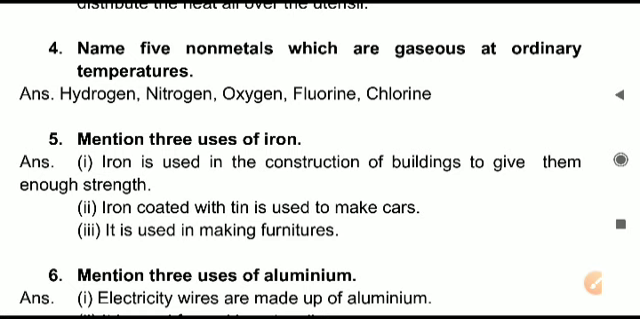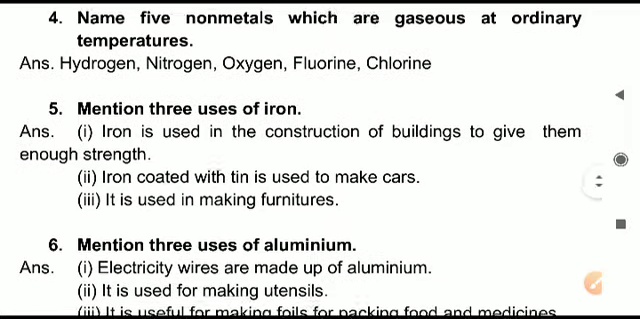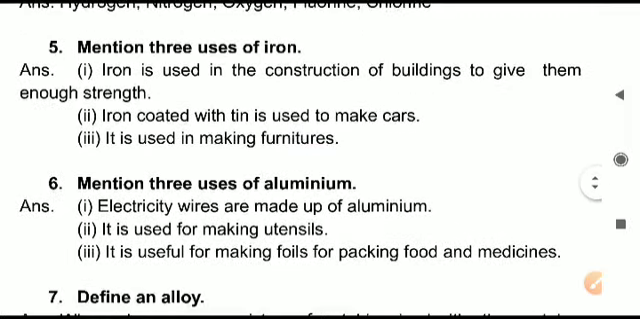Question 4, name 5 non-metals which are gaseous at ordinary temperature. Answers are given here. Hydrogen, nitrogen, oxygen, fluorine, chlorine. All these are gases only at normal temperature.